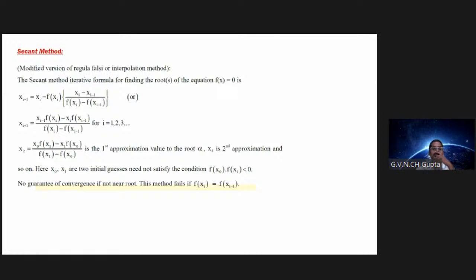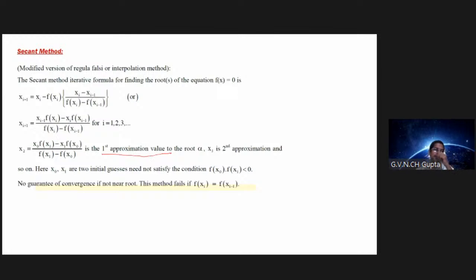Here we start from i is equal to 1 onwards, whereas in the previous method we could start from i is equal to 0. Why? This method requires 2 starting values, that is 2 initial guess values, but the previous Newton-Raphson method takes only 1 initial guess value. So if I take i is equal to 1, it gives x2 is equal to x0 into f of x1 minus x1 into f of x0, all divided by f of x1 minus f of x0, which is the first approximation value. Previously x1 was the first approximation value.